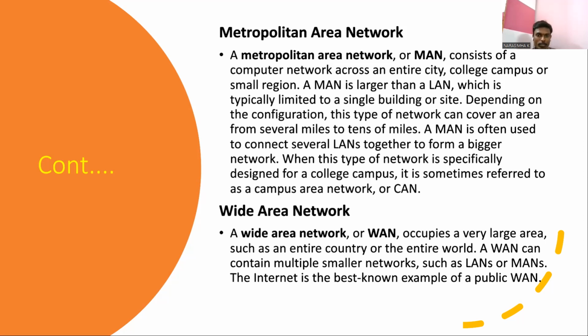Next, coming to the wide area network. A wide area network or WAN occupies a very large area, such as an entire country or the entire world. A wide area network can contain multiple smaller networks such as LANs or MANs. The internet is the best known example of a public WAN. From the name itself we can understand that wide means very large. A wide area network can cover an entire country, such as the communication coming from a satellite.